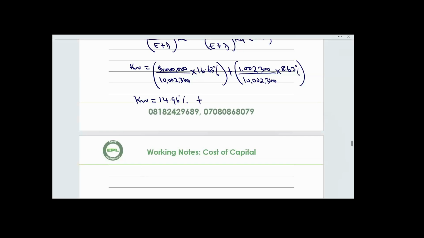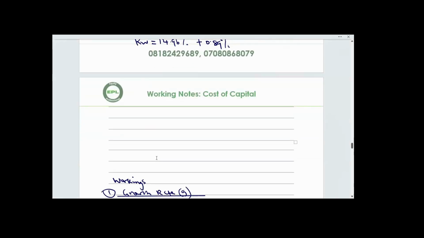The other side is 0.86. 2,300 divided by 10 million, 2,300 equal, then multiply by 8.67 equal, that's 0.89%. Here is 0.89%. So we add the two together.